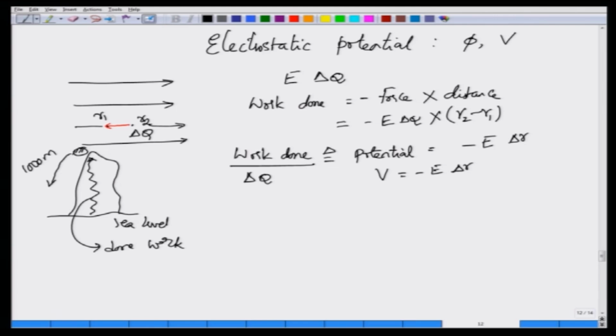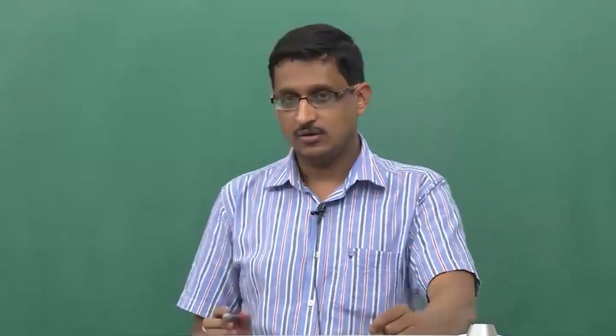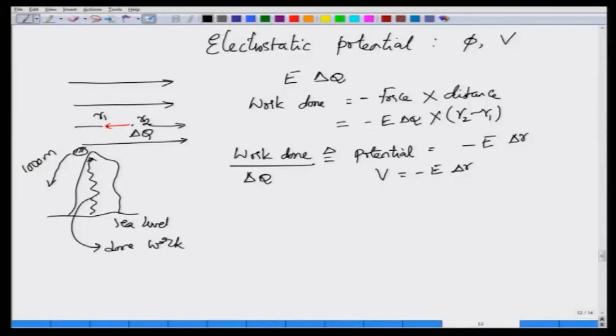Okay. So, if someone moves against the field, we are imparting energy to the object, and then the object can actually convert that potential energy into kinetic energy. Okay. So, this is the potential: minus E into delta R. Note that the fact that this potential is work done against the field is indicated by a minus sign. Okay. So, this is important, we will later see why it is important.